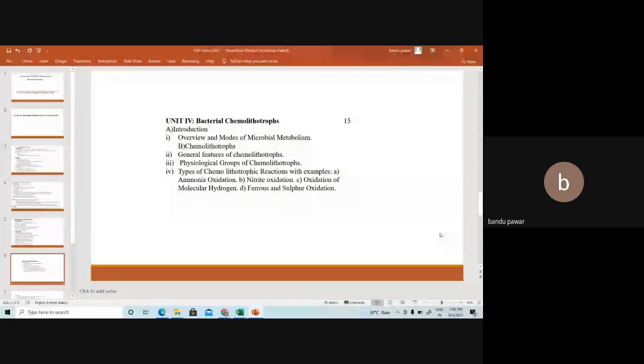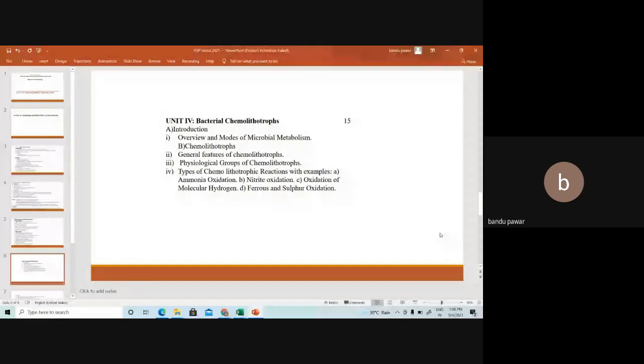Carbon is generally utilized by bacteria in three different ways. For example, autotrophic, heterotrophic, and mixotrophic. In the autotrophic way, carbon is obtained from carbon dioxide. In heterotrophic, carbon is obtained from organic compounds. And in mixotrophic, carbon is obtained from carbon dioxide as well as organic compounds.